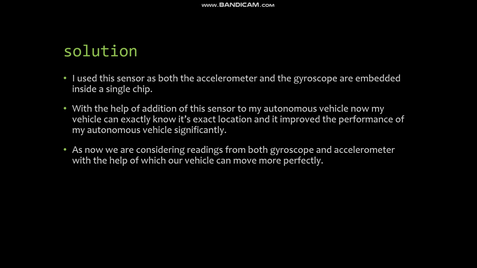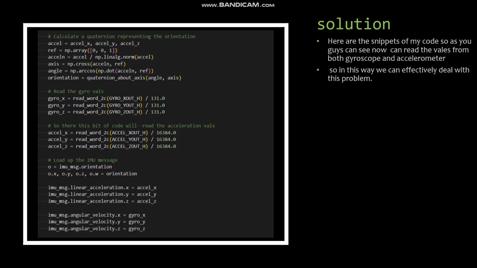Now we consider the readings of both the gyroscope and accelerometer, with the help of which our vehicle can move more precisely, because it knows exactly where it is. When we compare both readings, we can actually know on which axis it is moving. So here is the snippet of it as well.